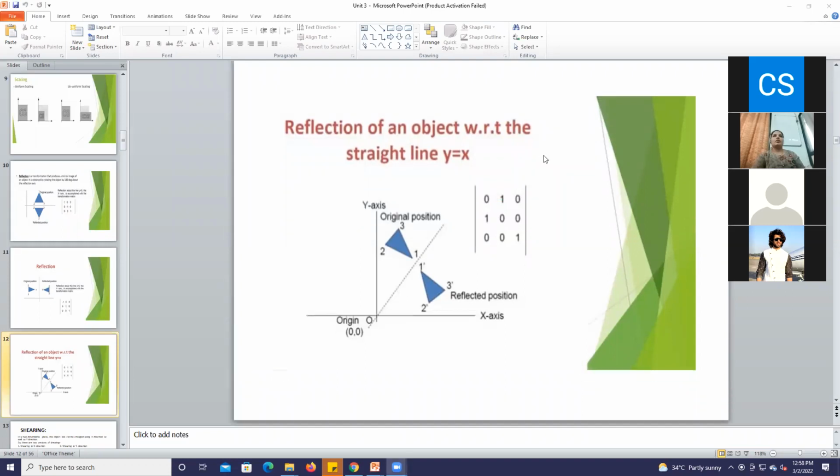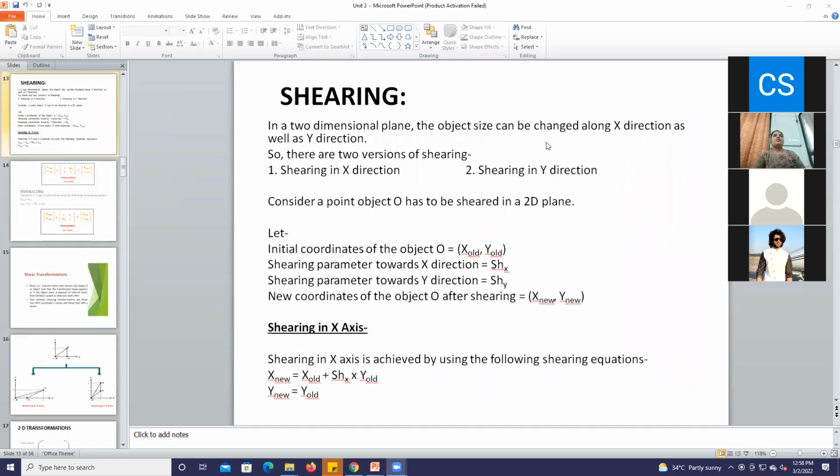Okay, so now we will see the new topic called 2D shearing. In a two-dimensional plane, the object size can be changed along the x direction as well as the y direction. So there are two versions of shearing. Here shearing is nothing but we are going to change the size, right? That is, we are going to deform the object. In short, we are going to deform the object. So let us see what is the meaning of it.